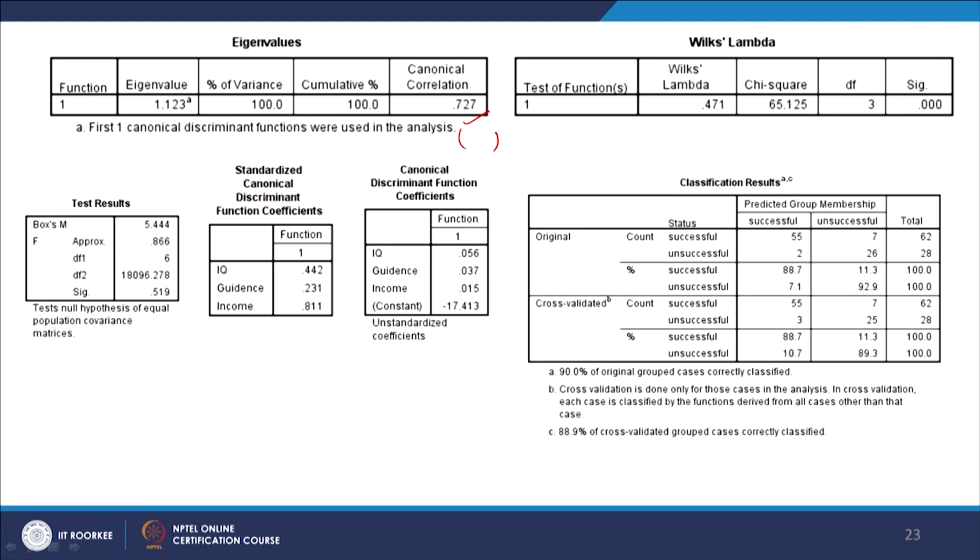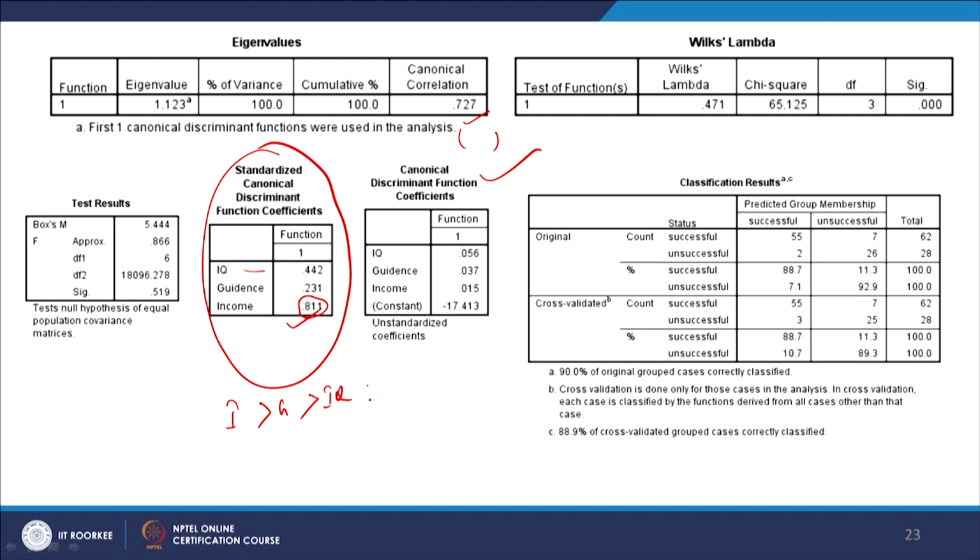Now, coming to this standardized canonical discriminant function coefficients. If you look at these two tables, this tells you the importance of each predictor variable to the criterion variable. This has a different role, I will explain. Income has 0.811, so income affects the success or failure rate the most. Next is IQ with 0.442, followed by guidance. So, it is income, then guidance and then IQ.